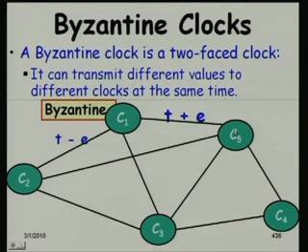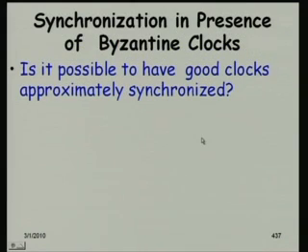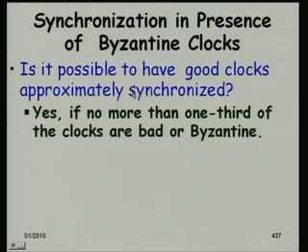So, what will be the effect of a Byzantine clock on the clock synchronization? Okay, we will just discuss that. But the first question is: is it possible to have good clocks synchronized in the presence of Byzantine clocks?